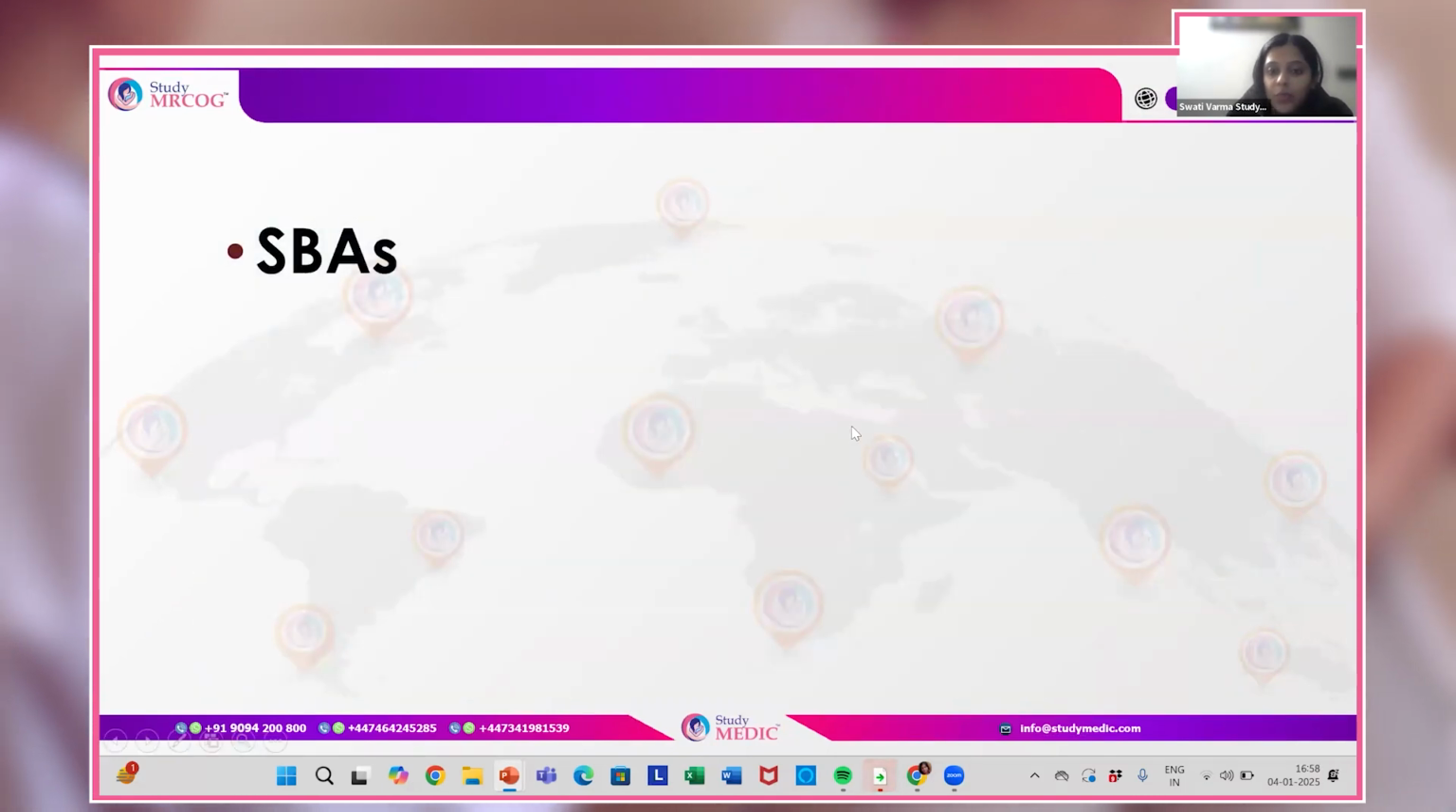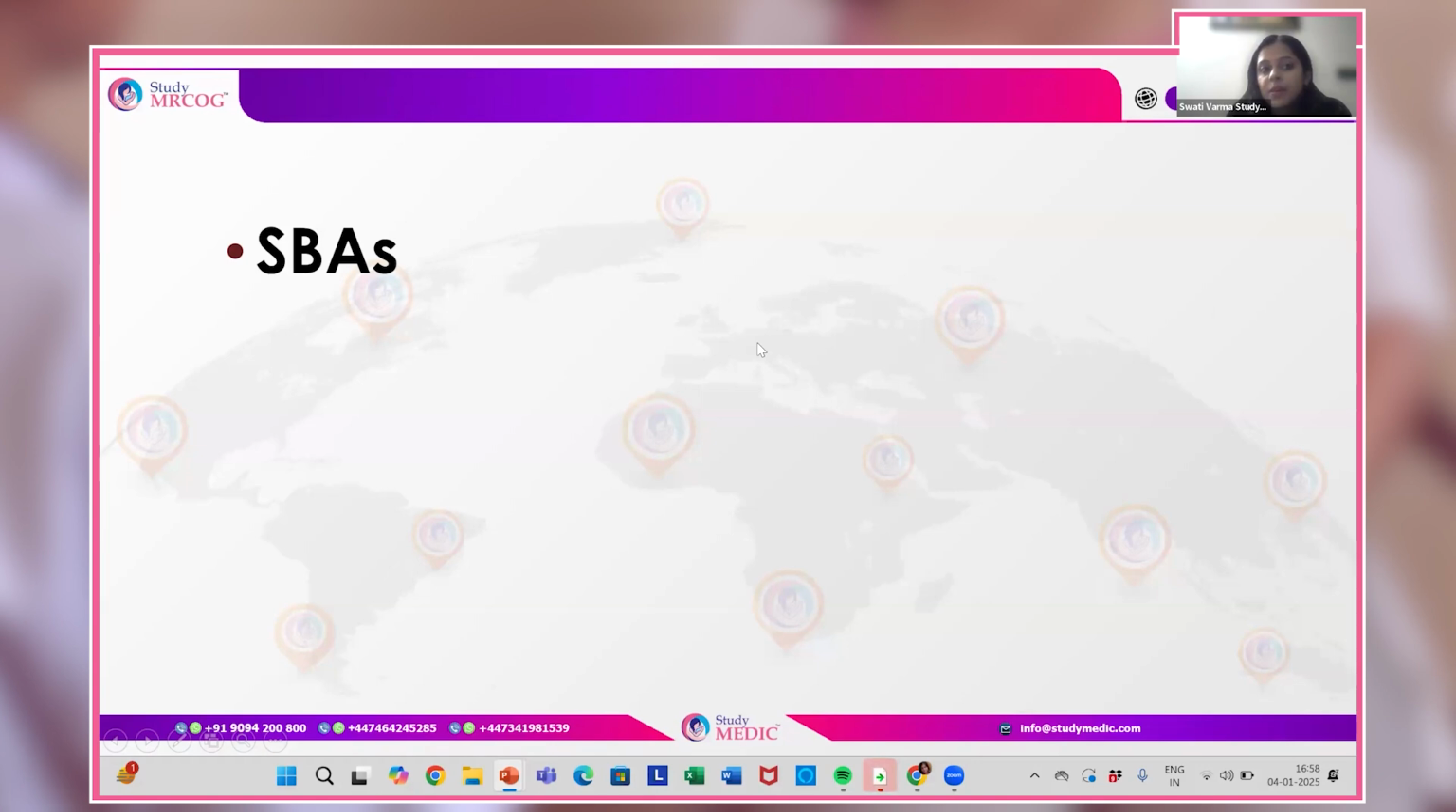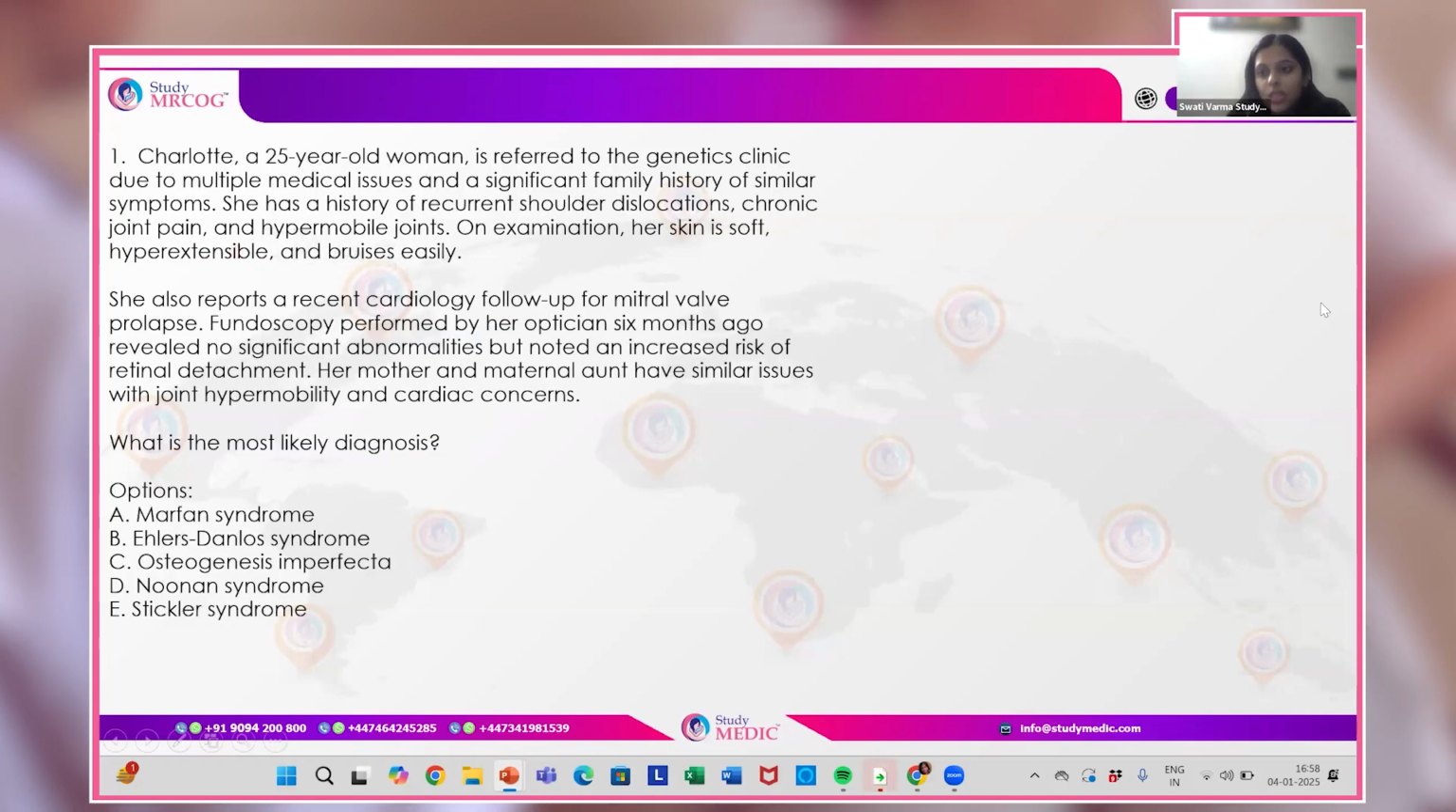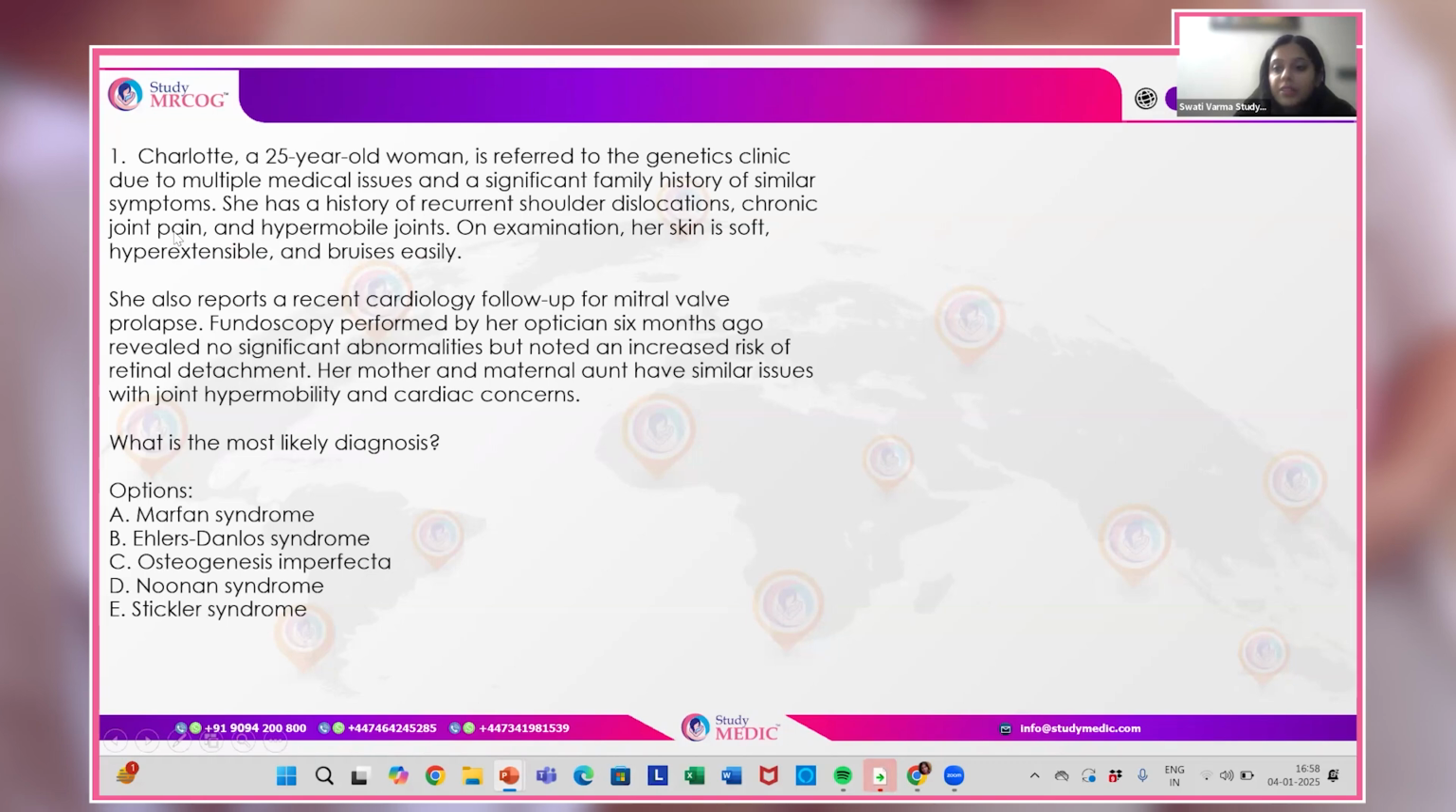So now let's start with 10 SBAs first, which are basically based on the latest exam tested questions. Let's deal with the first one.